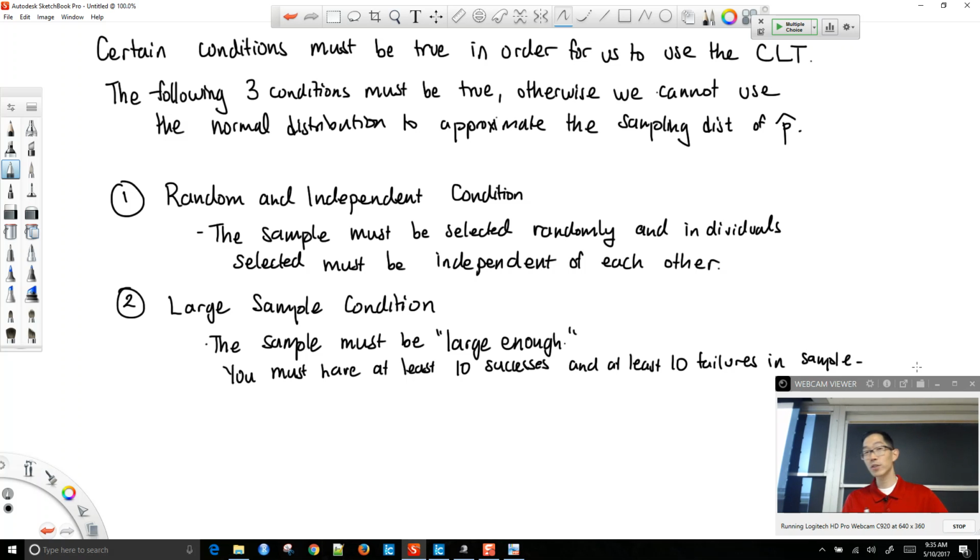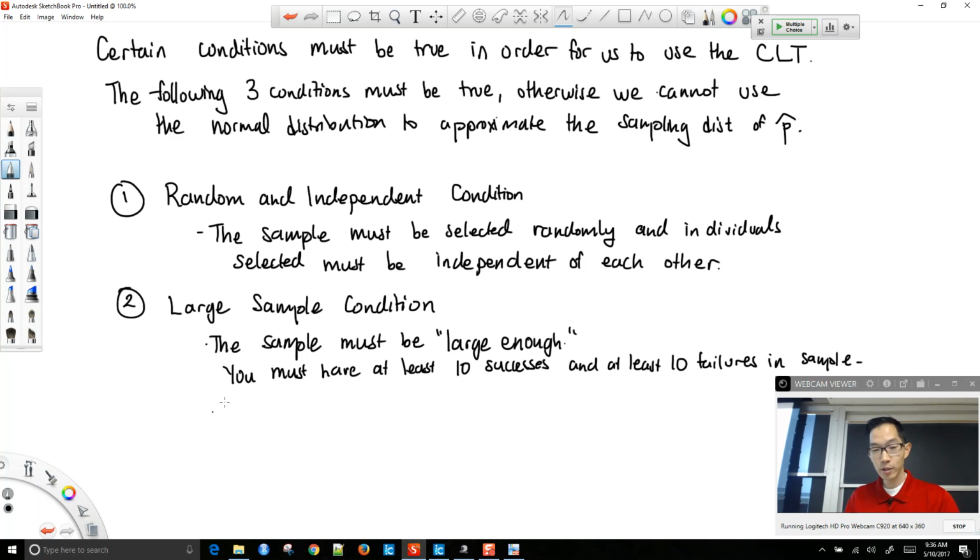So if the thing that you're looking for is quite rare, you're going to need a very big sample to make sure you get at least 10 successes. If you're asking what proportion of people have some genetic chromosomal abnormality, you might survey 200 people and maybe only 2 people have that. In that case, that's not a big enough sample. You need to survey a lot more to make sure you have at least 10 people who say yes and at least 10 people who say no.